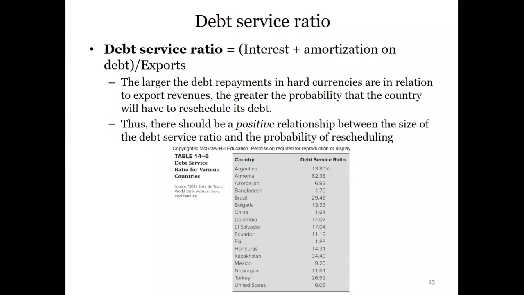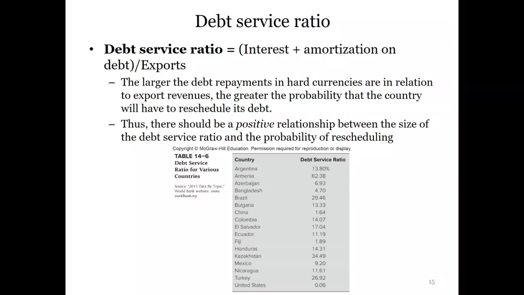So exports provide a very good source of hard currency for a country, right? So it's the income a country can earn from selling their goods and services to foreign countries, and they generate hard currencies for the country. When we talk about hard currencies, basically we're talking about US dollar, British pound, Japanese yen. Okay? So those currencies with stable value, which you can use to pay foreign debts.